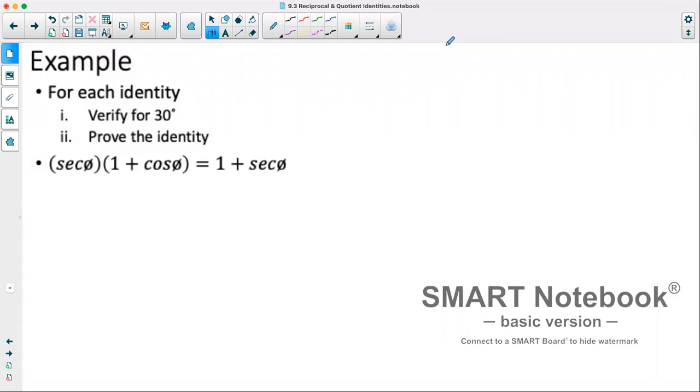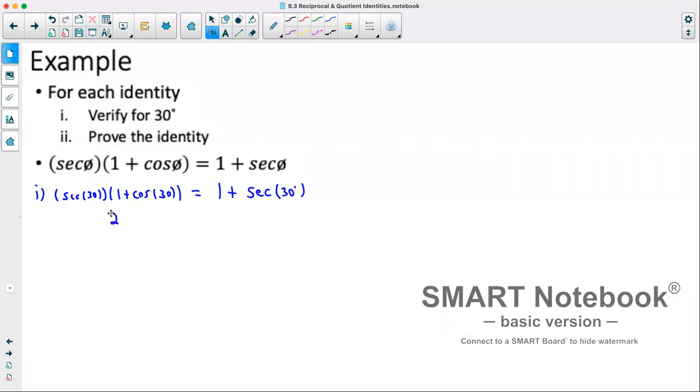Okay, so for example, we'll have a few questions where we're verifying our identity for an angle of 30 degrees, and then we're going to prove the identity, so show that they are actually the same on both sides. So for this first one, we have secant theta times 1 plus cos theta equals 1 plus secant theta. For part I, it's verifying our identity, so we'd have secant of 30 degrees times 1 plus cos of 30 degrees equals 1 plus secant of 30 degrees. We'll put this in the calculator and see what we get for each side.